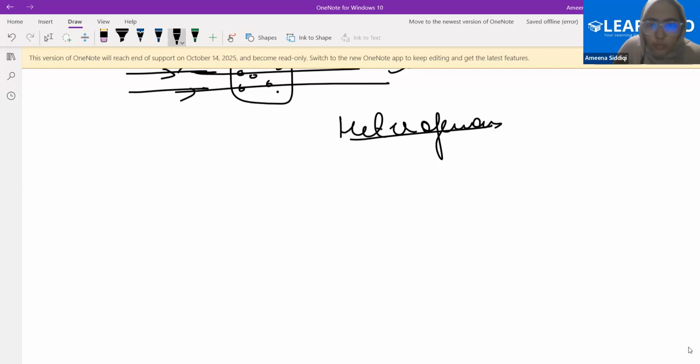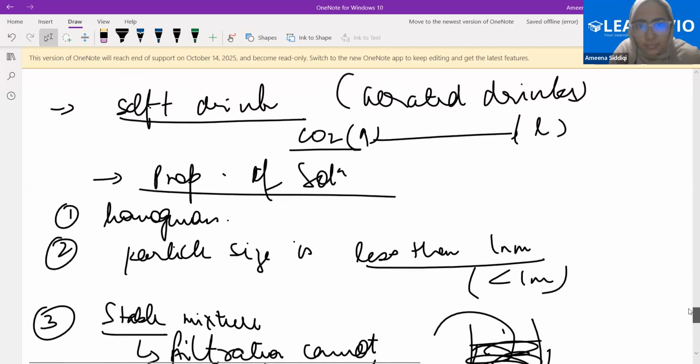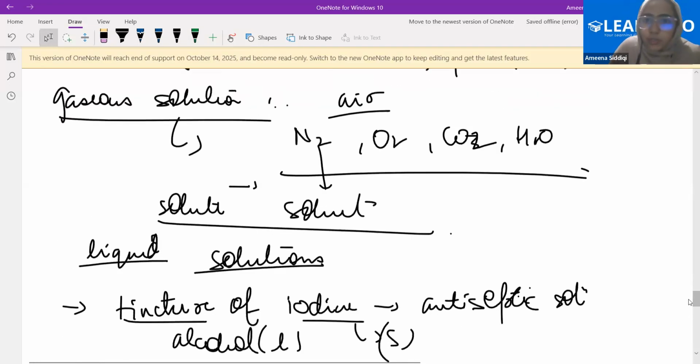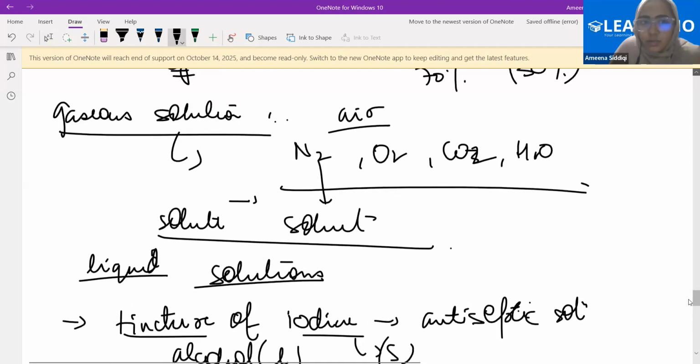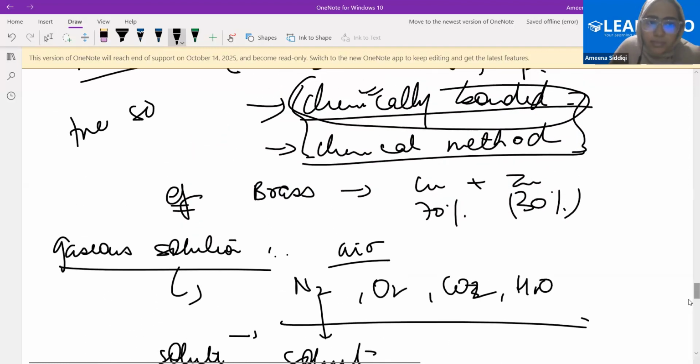Now see, it is of 2 types: suspension and colloids. And one thing, this solution which is a homogeneous solution is also referred to as a true solution. What is it referred to as? True solution. If I'm saying true solution, I mean the solution is homogeneous in nature.